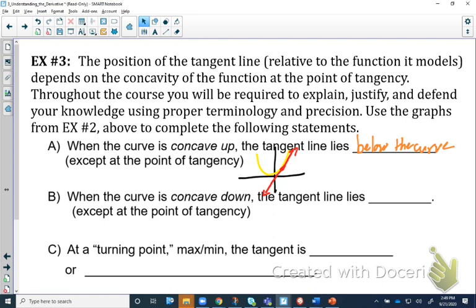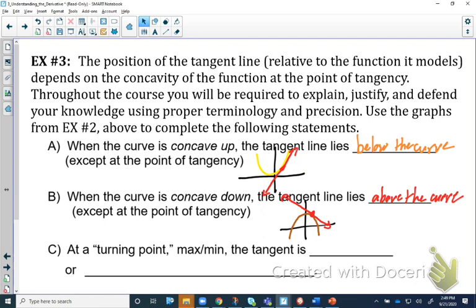When the curve is concave down, here the tangent line is going to be above the curve. And you can look at it the same way here. If you just had some sketch of a function, where let's say we had a parabola going this way now, and our tangent line was here at this point, then the tangent line is going to be like that. It's going to be above the actual curve of the function.